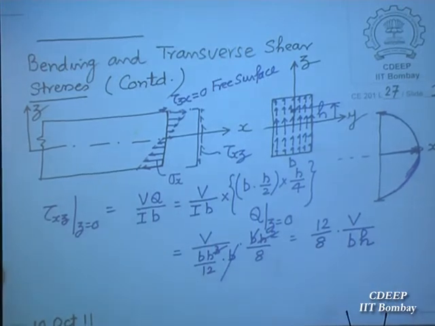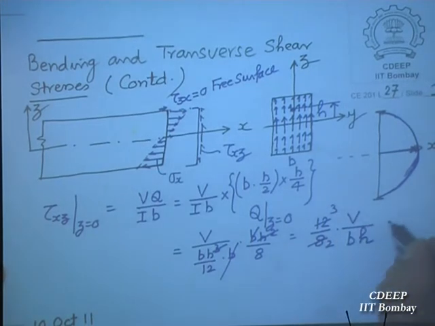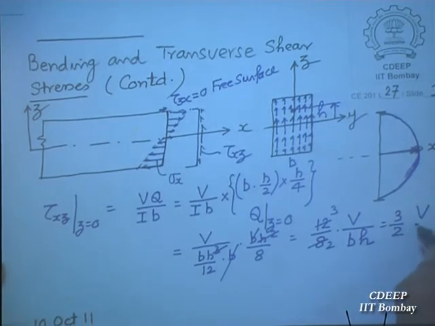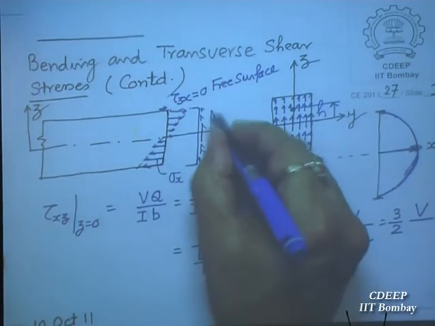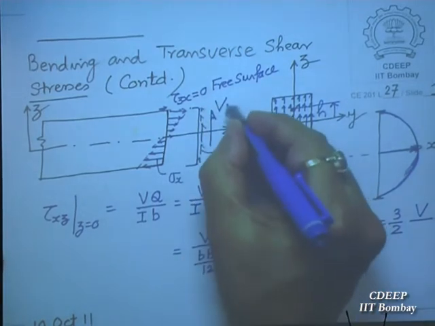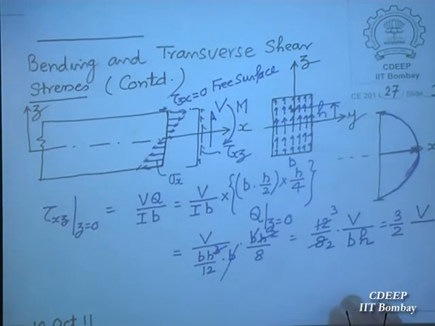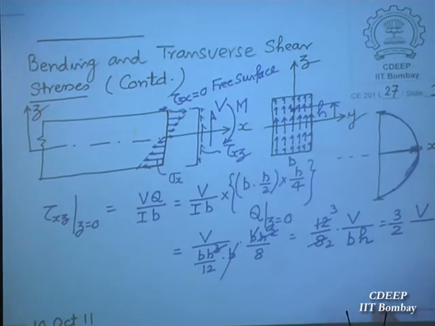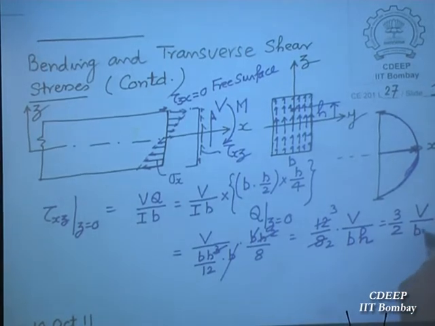Now V by BH, I have not checked, so 12 by 8 gives 3 by 2. V is the total shear force acting on the section. There is also a moment that is acting. You cannot show everything on the same section, it will become very clumsy, but that is what you should understand. So on this section, V divided by BH into 3 by 2.